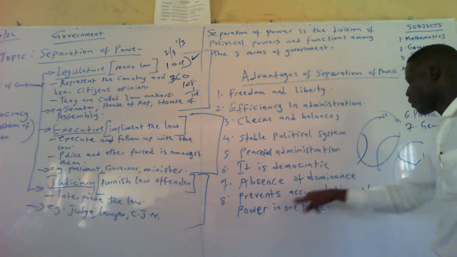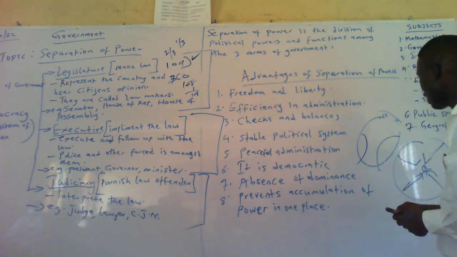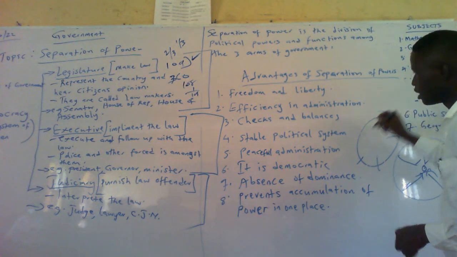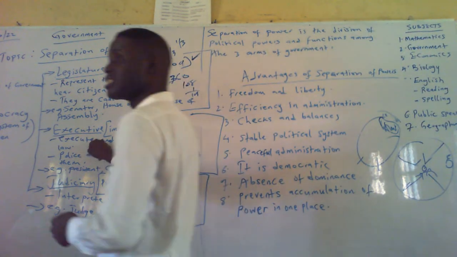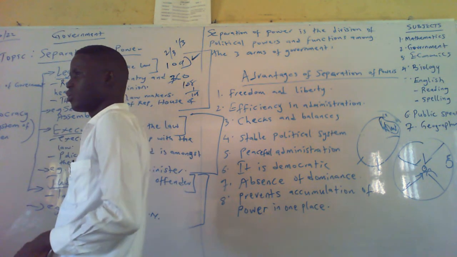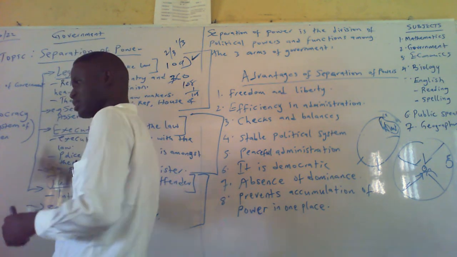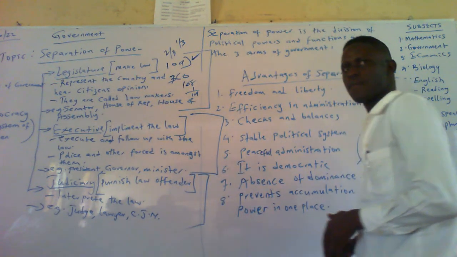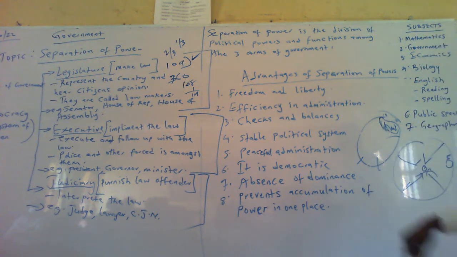Democracy prevents accumulation of power in one place. Otherwise, one power is under the government that is doing everything, or the president is doing everything, and the senator is not doing anything. So it prevents that. It shares the power. Any question here?